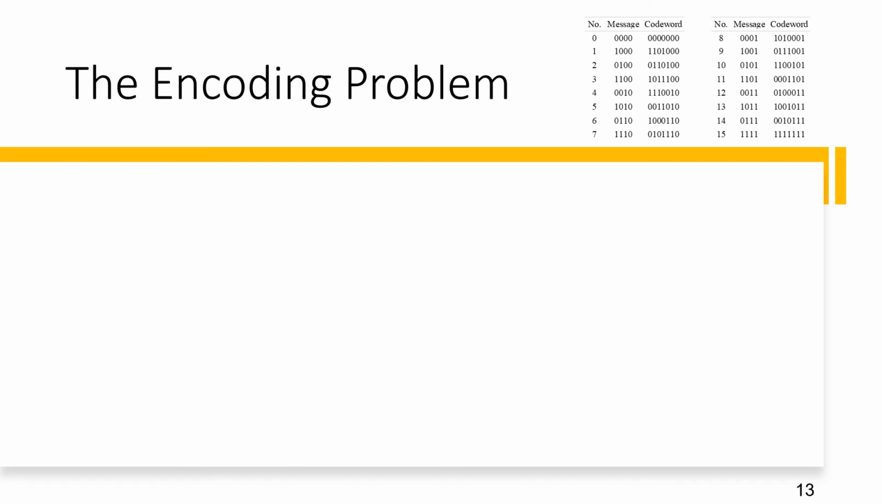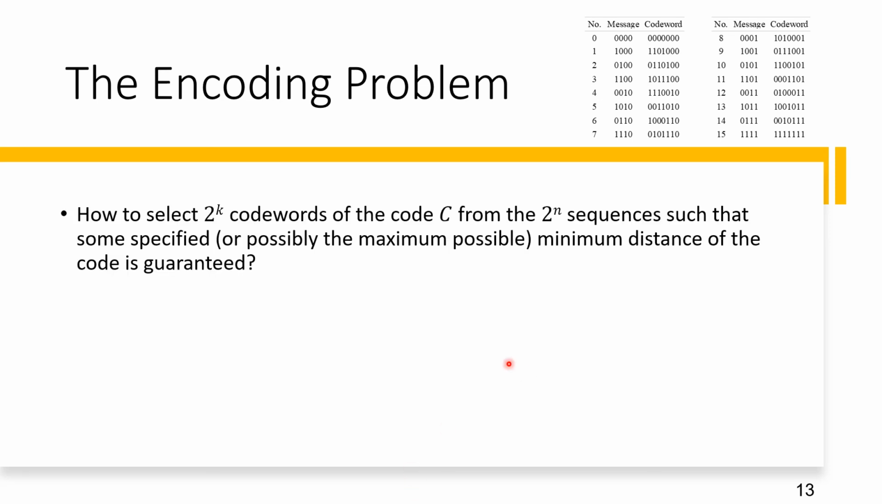The encoding problem and the decoding problem. Let's start with the encoding problem. In our encoding problem, we will be given k bits. So how do we select 2 raised to power k code words for the code from the 2 raised to power n sequences? If we decide to use n bits, then like in this case there are 2 raised to power n, which is 2 raised to power 7, which is how much? 128 possibilities. Why did we choose only these 15?